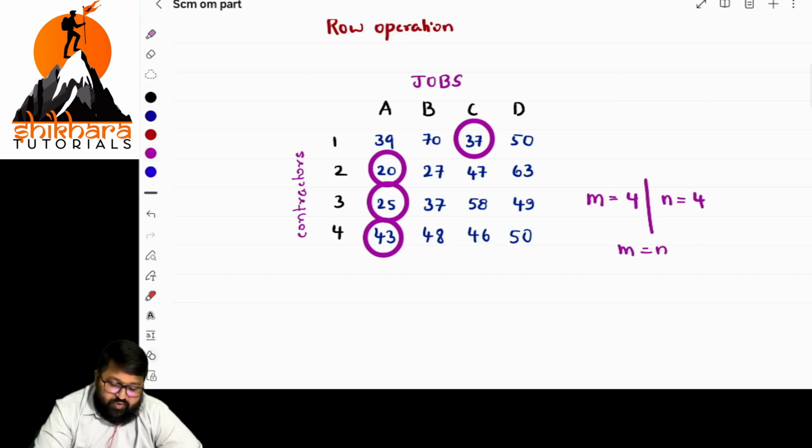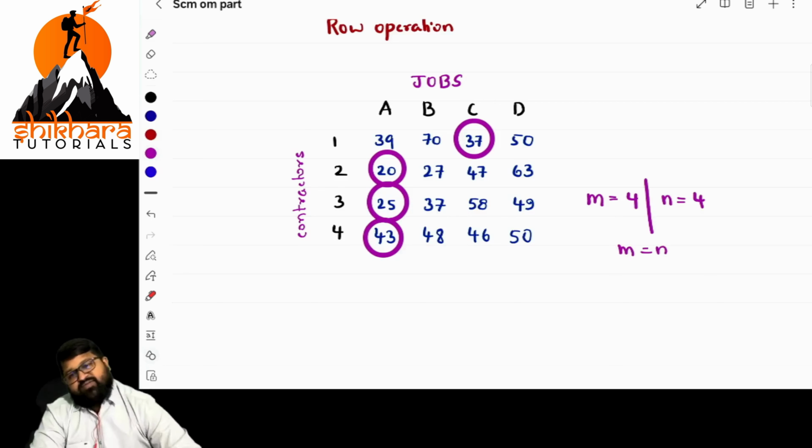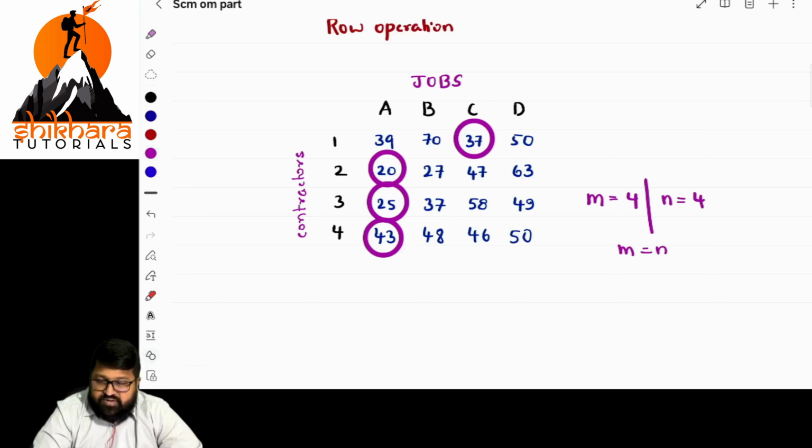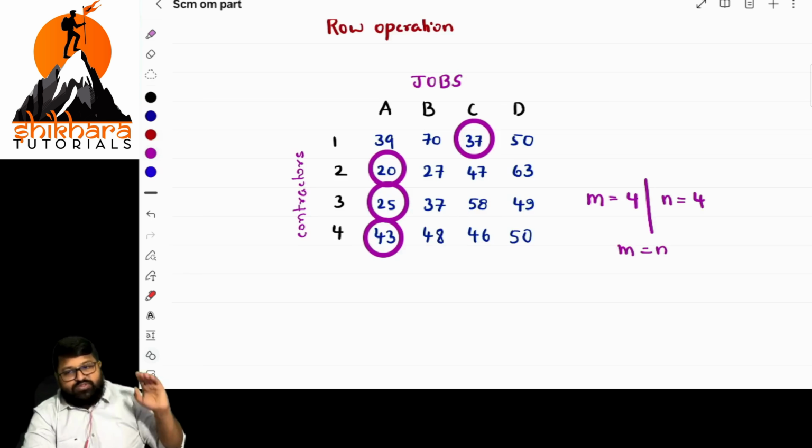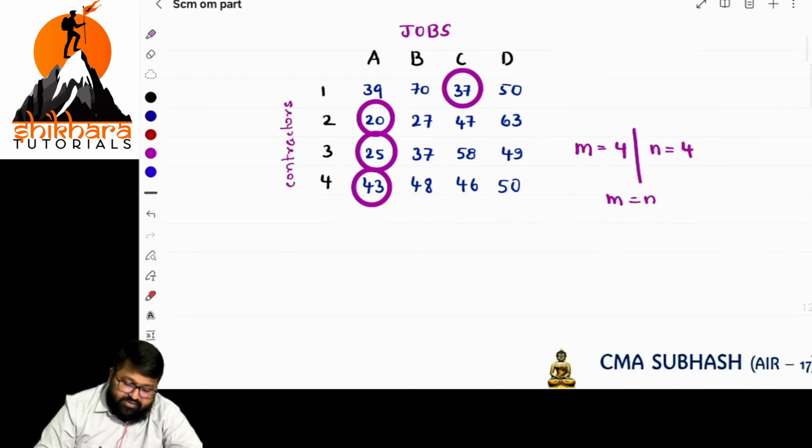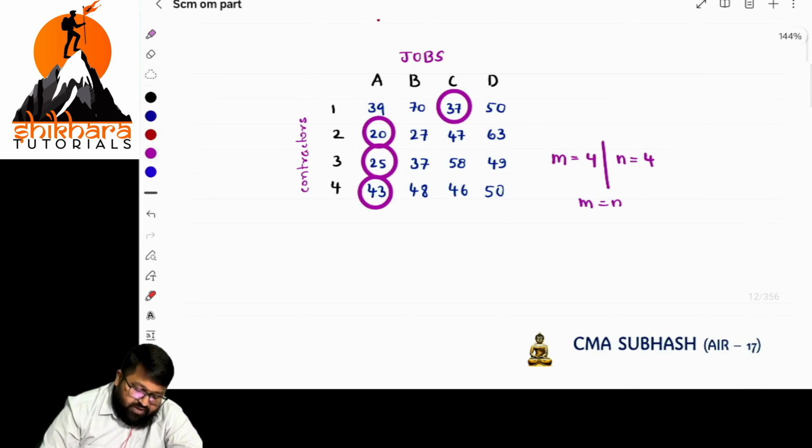What is the basic thing? In the row operation, we need to identify the least element in each row. In row 1, the least element is 37. In the second, it is 20. In the third, it is 25. In the fourth, it is 43. Is it clear? Now, what is the next step? Subtract the least number identified in each row from each element of the respective row and form a new matrix. By seeing this, what can the matrix be?